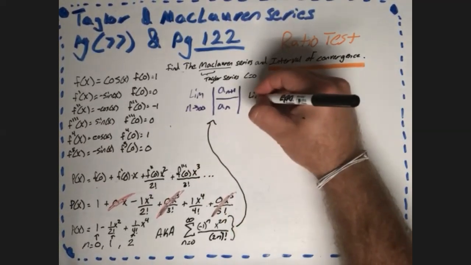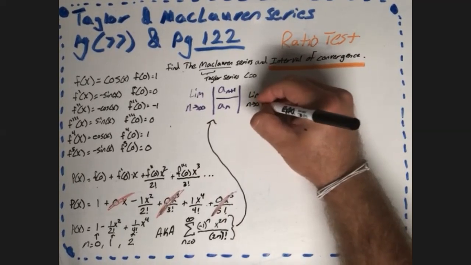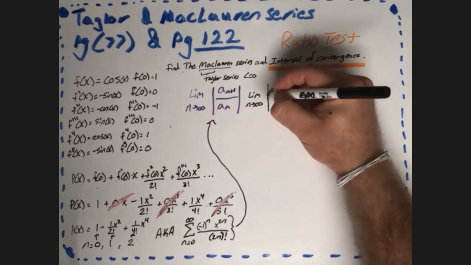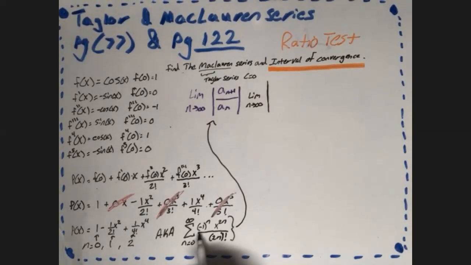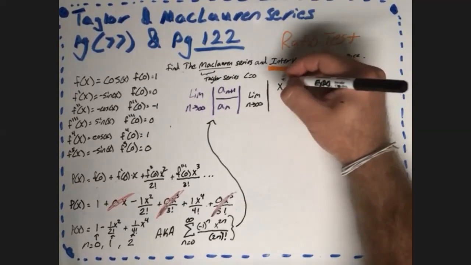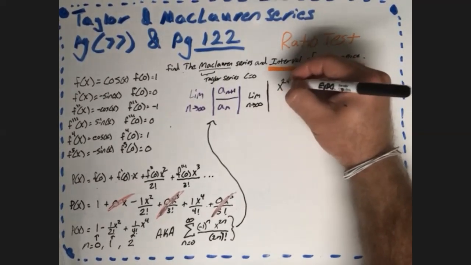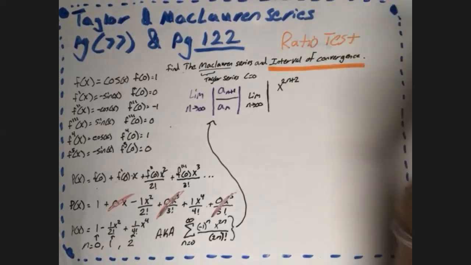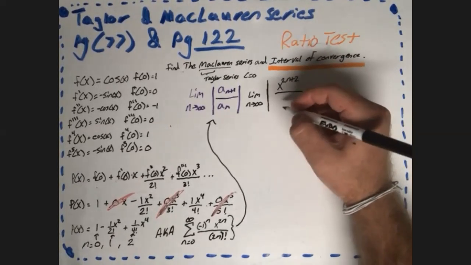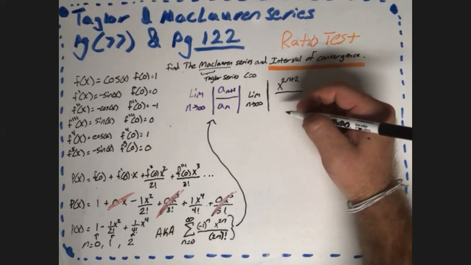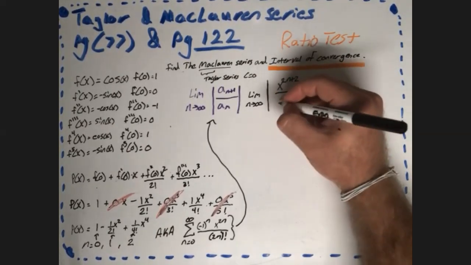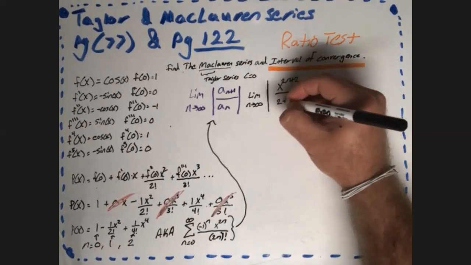So I have the limit as n approaches infinity, okay? I'm going to do the absolute value because I'm going to ditch this -1 to the power of n. So I'm going to get x to the 2 times n plus 1, or 2n plus 2 if I do that distribution, all over 2 times n plus 1, or 2n plus 2 factorial.